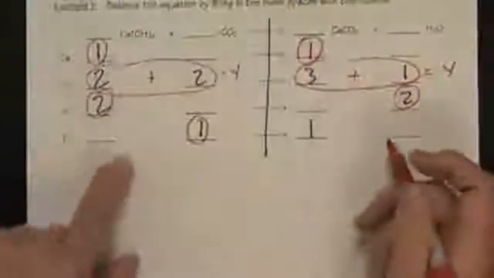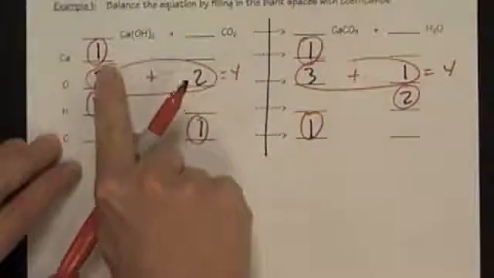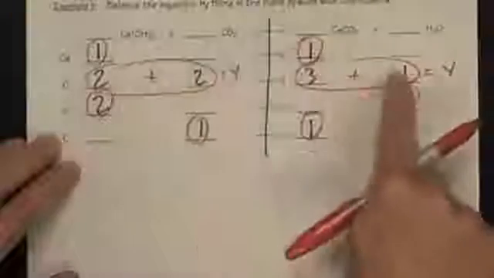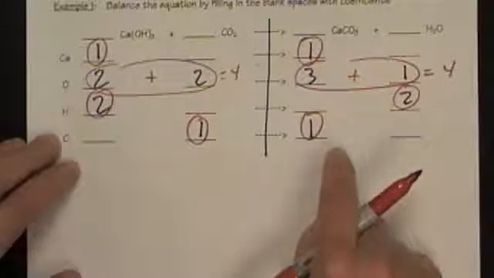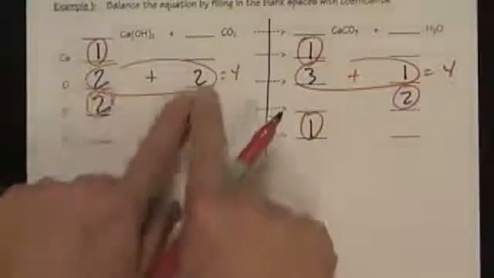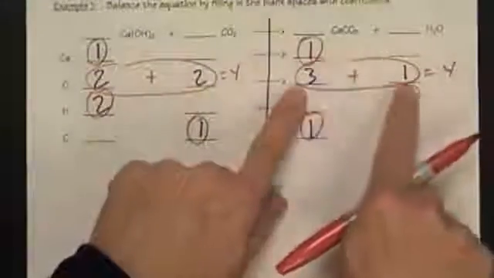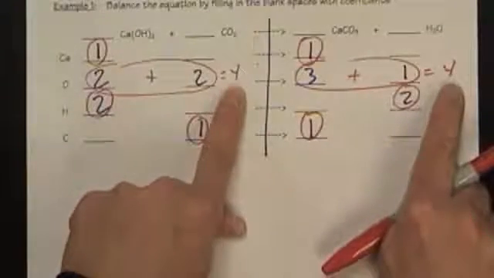Carbon, I've got 1 atom in the reactants, and I've got 1 in, hey, look at that. All the atoms on this side are the same atoms on this side. They all have the same number of each element. They don't have to be the same number of atoms in each compound, like this one has 2 and that one has 2, but this one has 3 and that one has 1, as long as it adds up to the same amount on both sides.